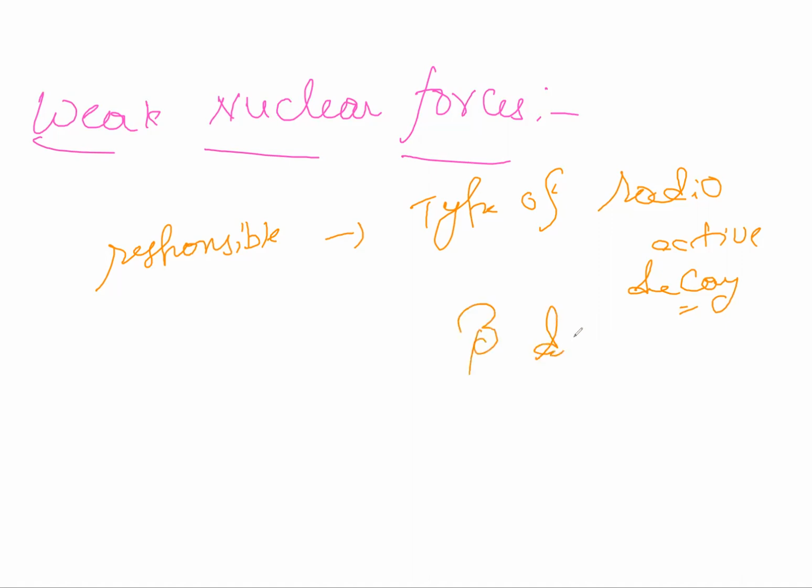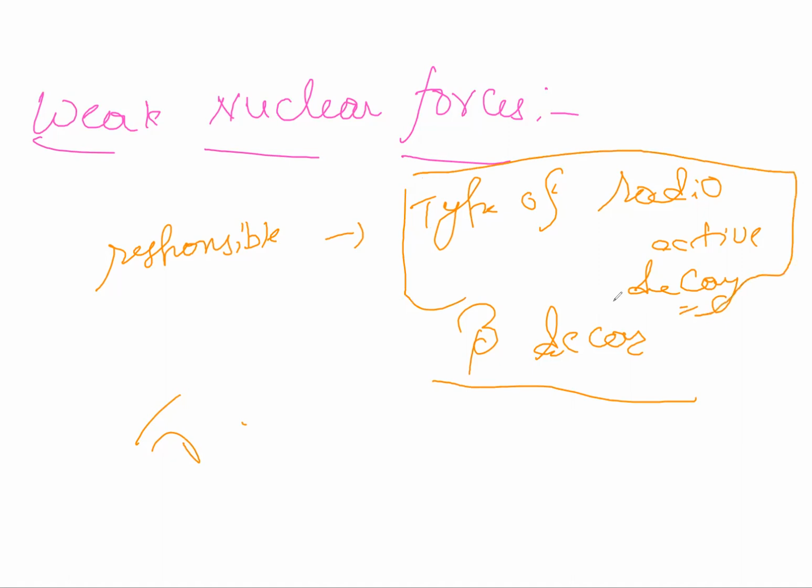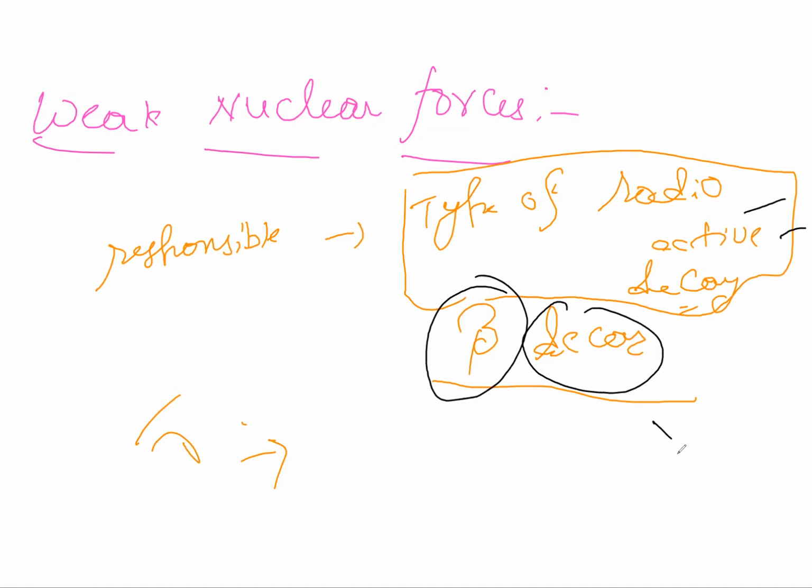We know alpha decay and gamma decay, like this. This is a beta decay type of radioactive decay, that means it involves emission. So these weak nuclear forces are responsible for beta decay, that is radioactive decay, where radioactive elements can be removed from there.